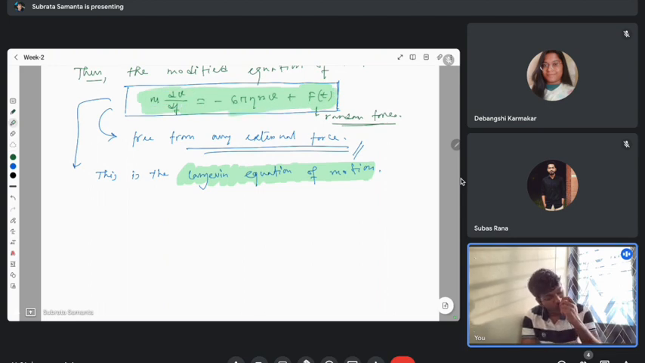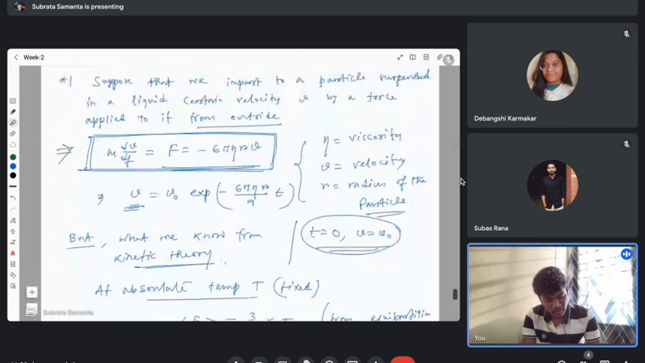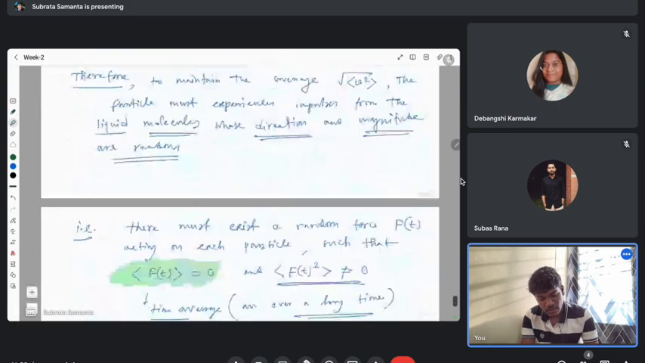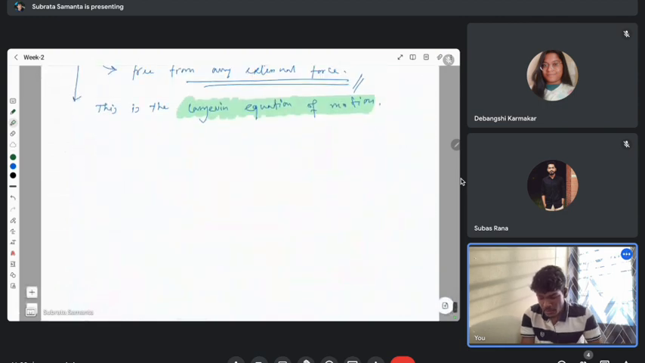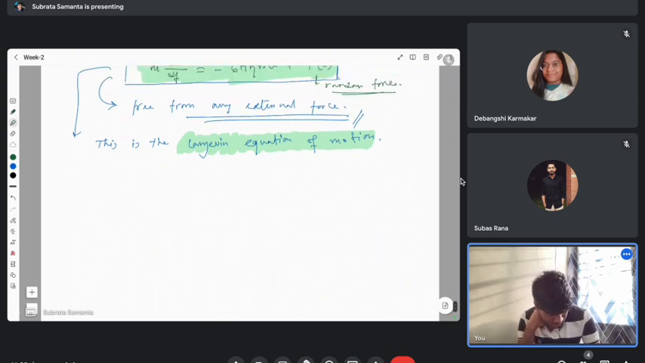And when we solve this equation, we get exactly the same value. So the x squared average is 2Dt. You get exactly the same value when we solve this equation. We will do this. So up to this point, any questions?